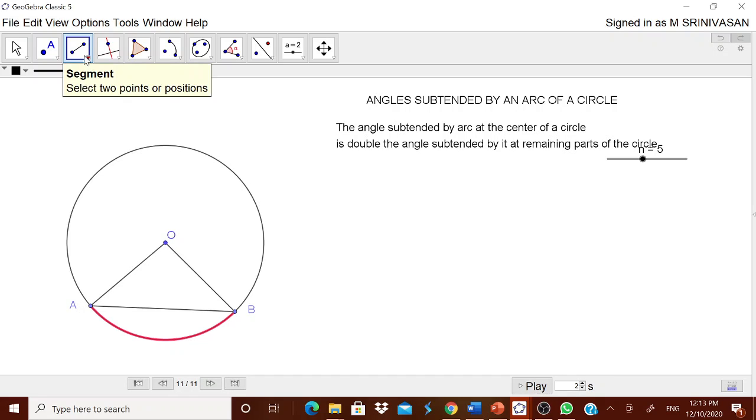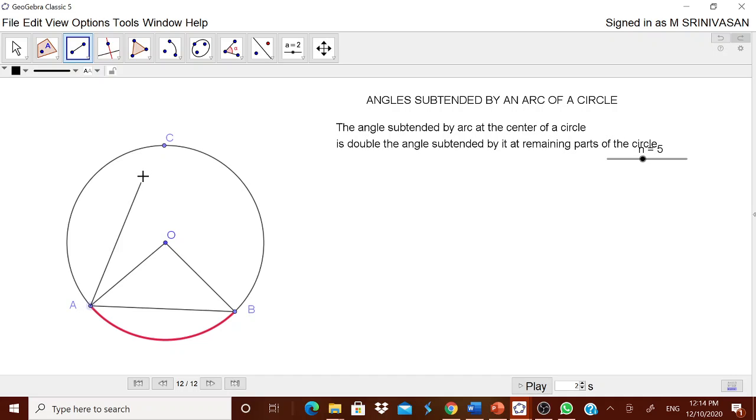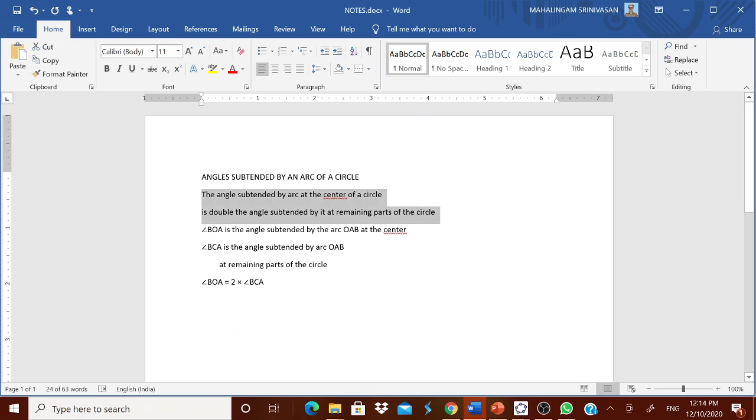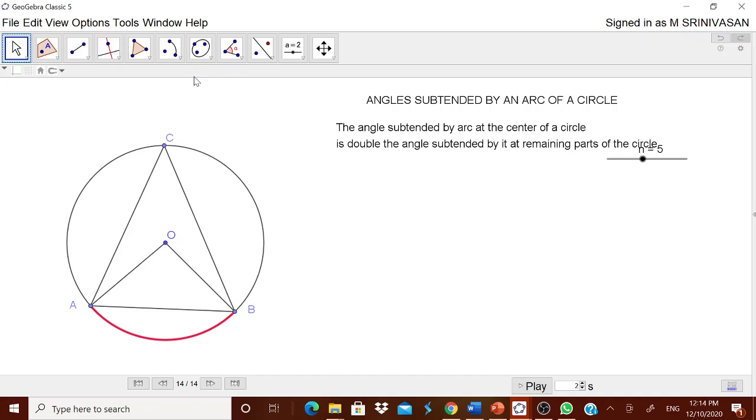Okay, now again we will go for one more point on the remaining part of the circle, that is C. Again we can have this segment AC and this segment BC. Now you can declare to the children which is the angle made at the center and which is the angle made at the other part of it. The child should know it, then only he will be able to compare the angles.